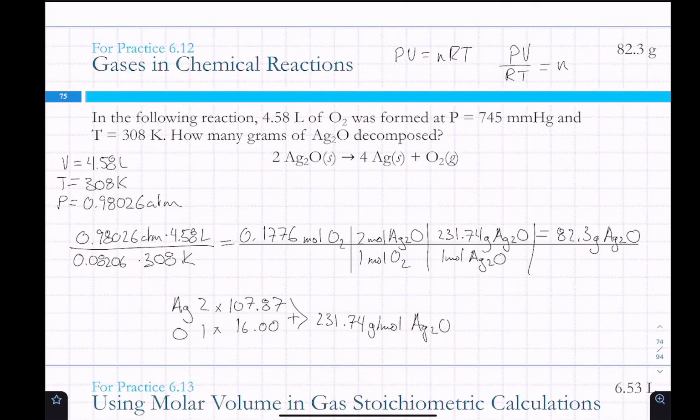So after calculating that initial number of moles, it's just a standard stoichiometry problem. We use the mole ratio, which comes from the balanced chemical equation, which always has to be balanced. And then in this question, it was how many grams of silver oxide decomposed. So we use the molar mass there to calculate that number of grams.